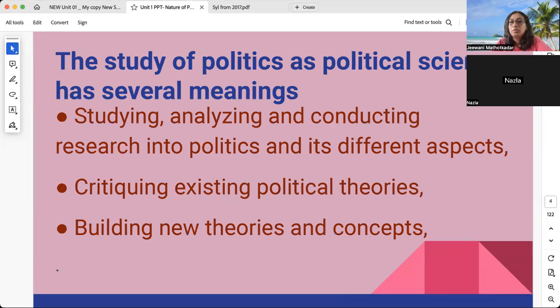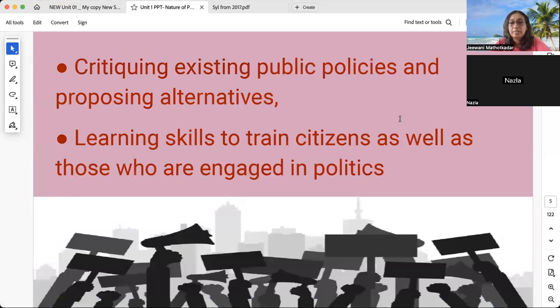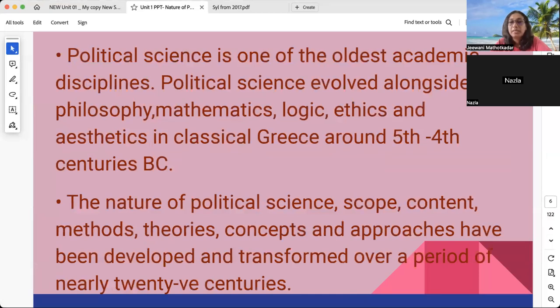The study of political science has several meanings. It includes studying, analyzing, and conducting research into politics and its different aspects. It criticizes existing theories about political science and builds new theories and concepts. It also criticizes existing public policies and proposes alternatives, and it teaches skills to train citizens as well as those who are engaged in politics. So political science is one of the oldest academic disciplines.